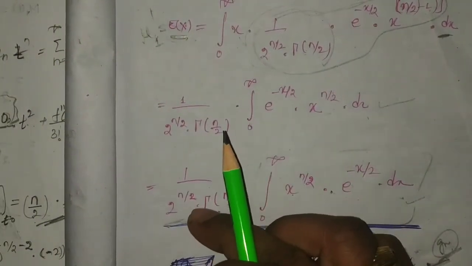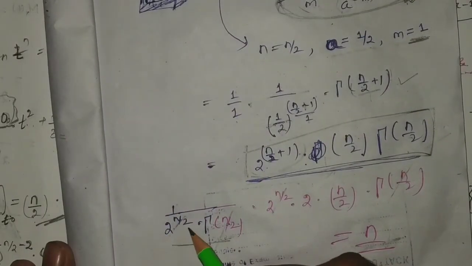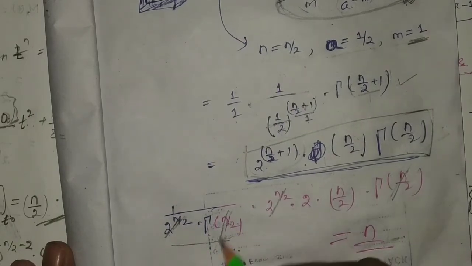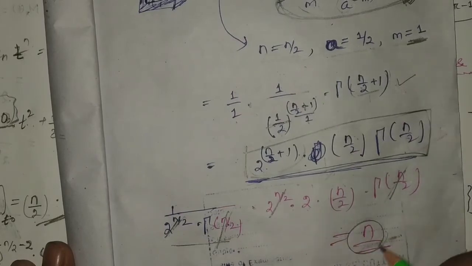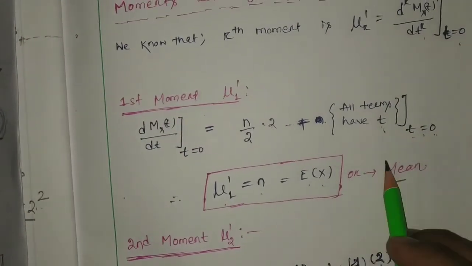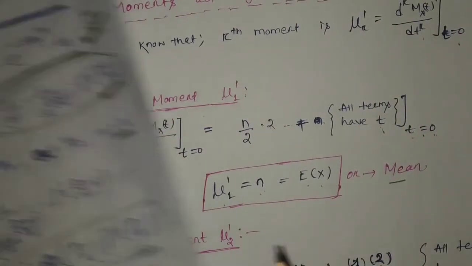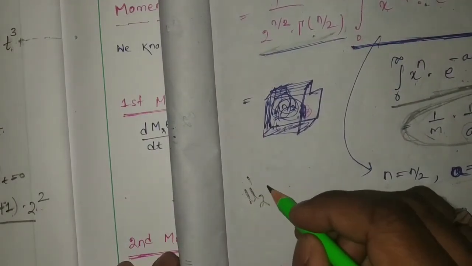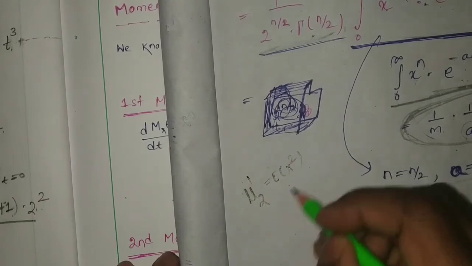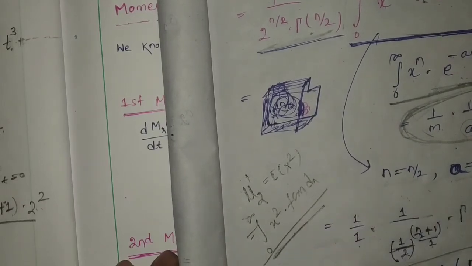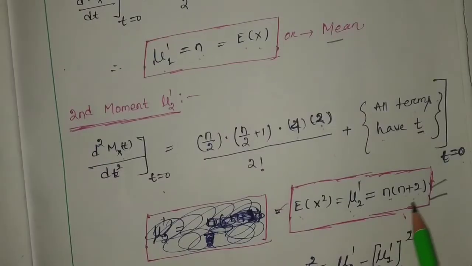I have to just put it over here. This one is already here, so 1 by 2 to the power n by 2 into gamma n by 2, and this value. So 2 to the power n by 2 gets canceled, gamma n by 2 gets canceled. We find 2 into n by 2, which is nothing but n. In this way, the expectation value, or mean value, or first moment is n. Likewise, you can do the integral for mu 2 dash, or E of x square, that is the integral from 0 to infinity of x square into f(x) dx. You just do it and you will get the answer n into n plus 2.